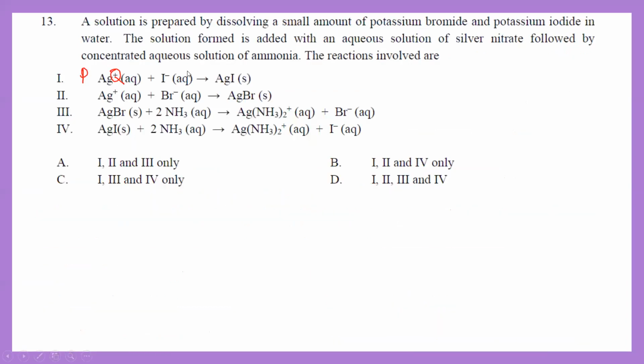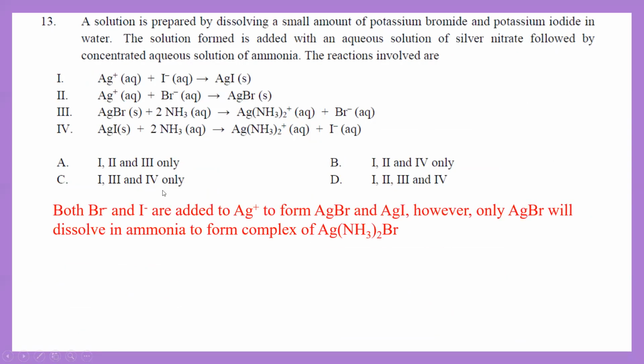A solution was prepared by dissolving a small amount of potassium bromide and potassium iodide in water. The solution formed is then added with aqueous silver nitrate solution, and then by concentrated ammonia. What are the reactions that might take part? Okay, so the moment that you add silver to the bromide and iodide, of course you form silver bromide and silver iodide accordingly. So 1 and 2 is correct.